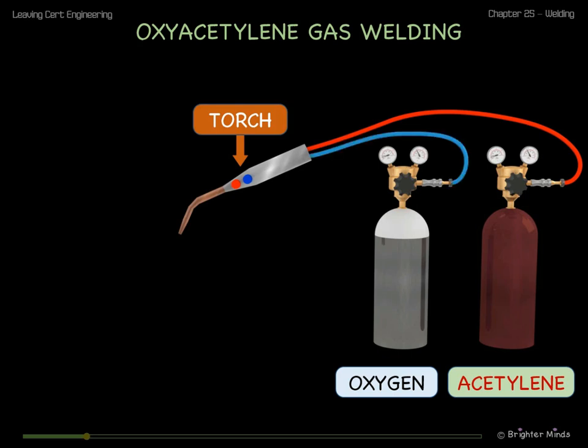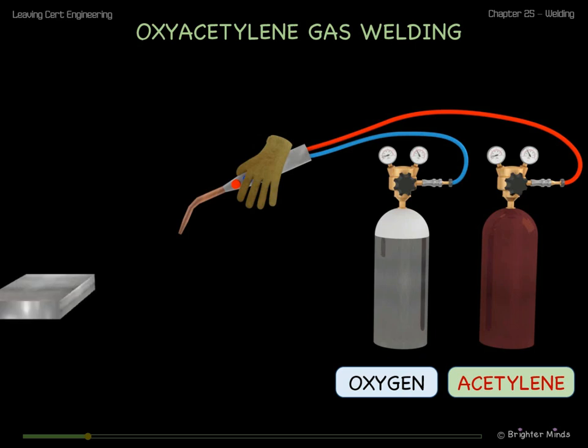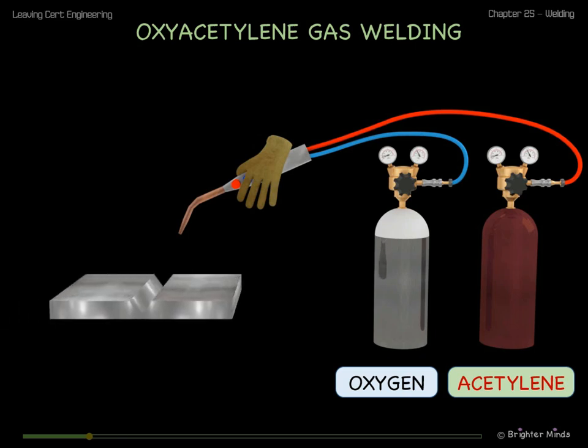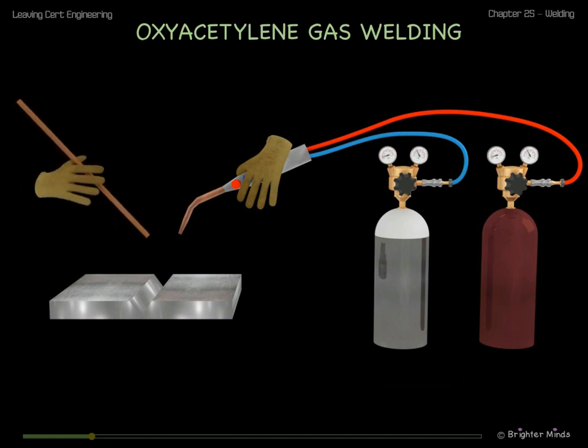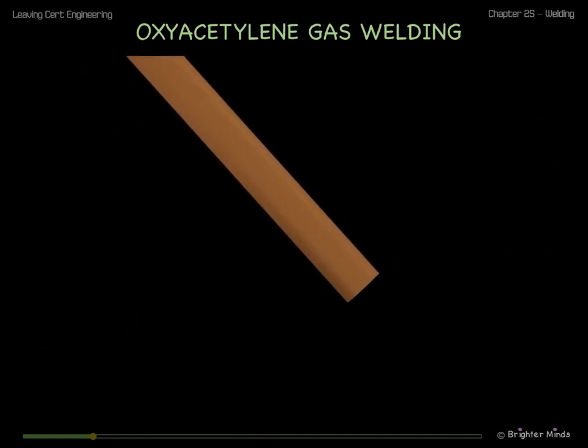If the metals are being butt joined, a small groove is created between the metals to contain the weld pool. A filler rod is usually used to provide additional metal into the joint. The filler rod is usually coated with flux for convenience.